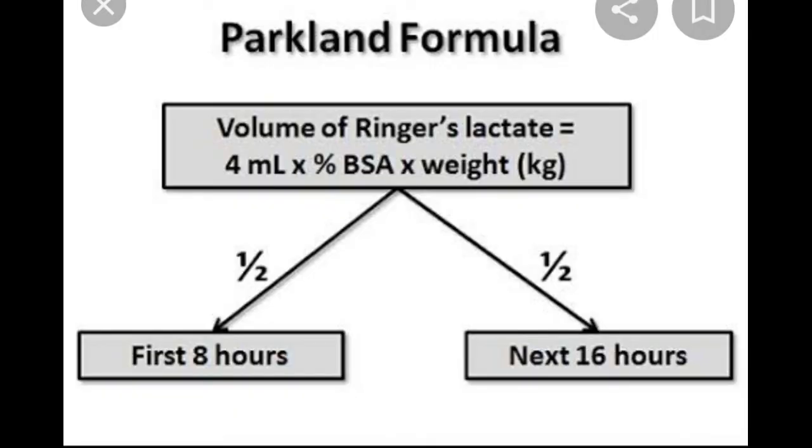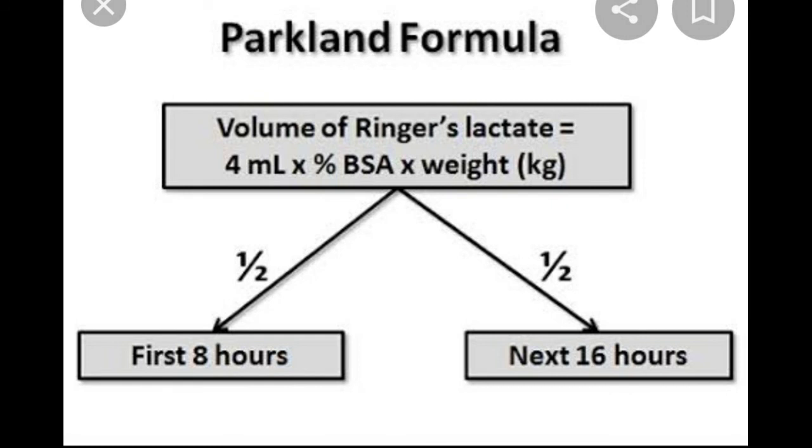Then how do we calculate the volume of fluid to be given to the person? That formula is the Parkland formula. The volume of Ringer lactate is equal to 4 ml times the percentage of body surface area times weight, with the weight in kilograms. We get an amount of fluid. Half of the fluid is given in the first 8 hours and the remaining half over the next 16 hours. This is the fluid calculation according to the Parkland formula.